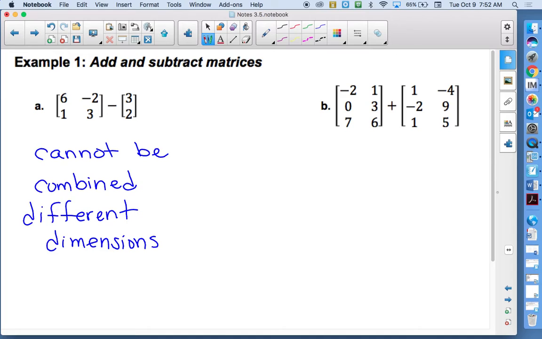So they're not the same size, therefore you cannot combine them. They must be the same dimensions in order for us to add or subtract them together. So letter A has 2 rows and 2 columns, so that is a 2 by 2 matrix. Letter B has still 2 rows, but it only has 1 column, so they're not the same size, therefore you cannot combine them together.